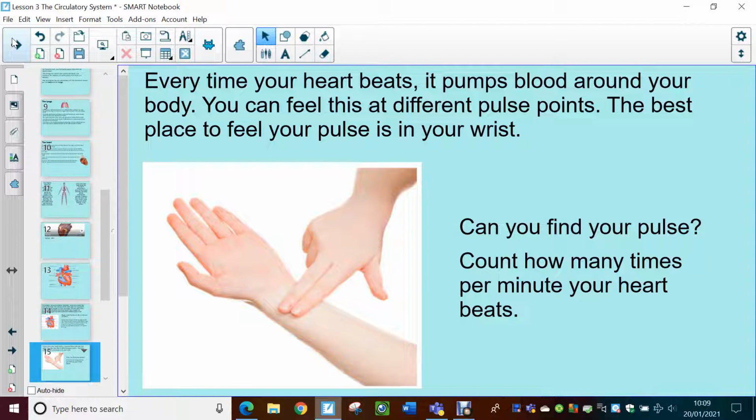Look at the image. Look at how they're using their fingers and where they're holding and pressing. And can you count how many times per minute your heart beats? Pause the video and have a go. If you struggled, perhaps ask somebody at home to give you some support there. Don't worry if you didn't manage it.